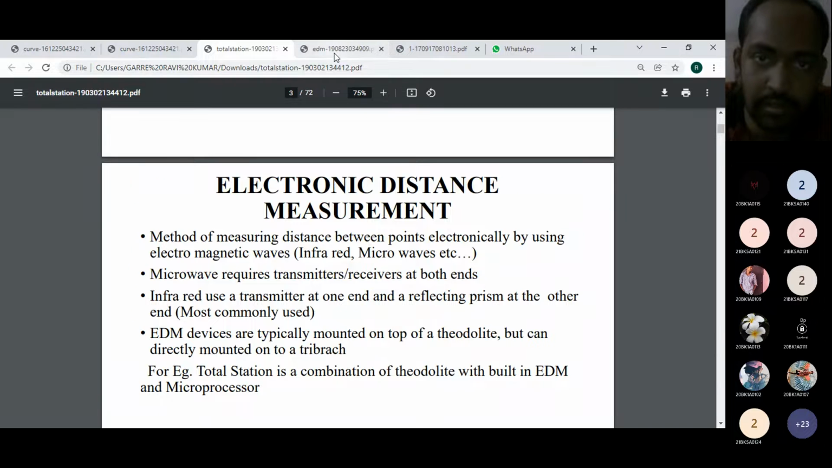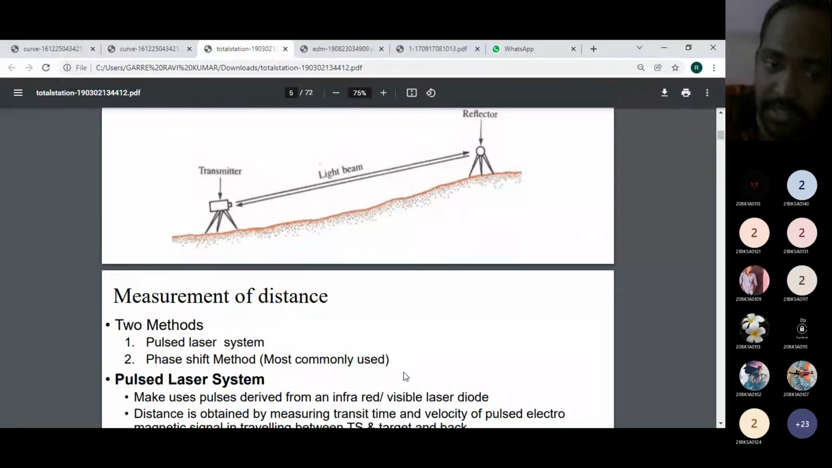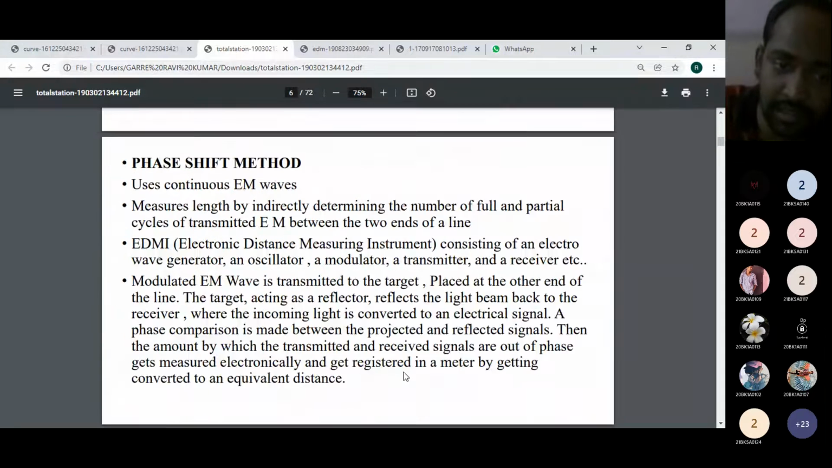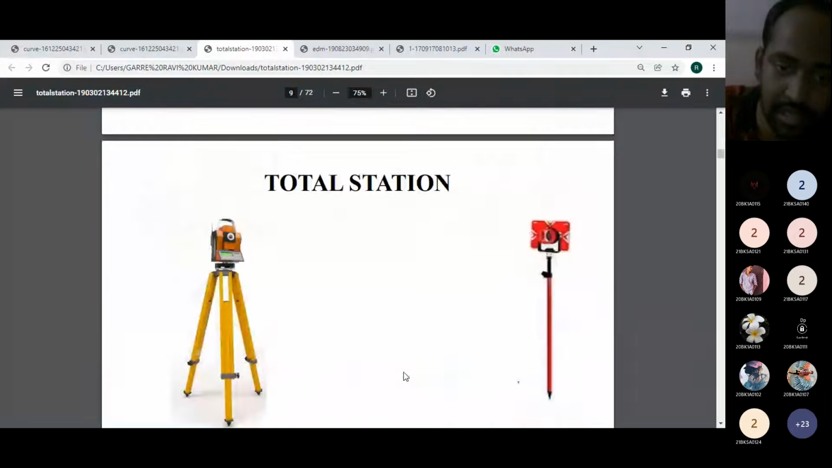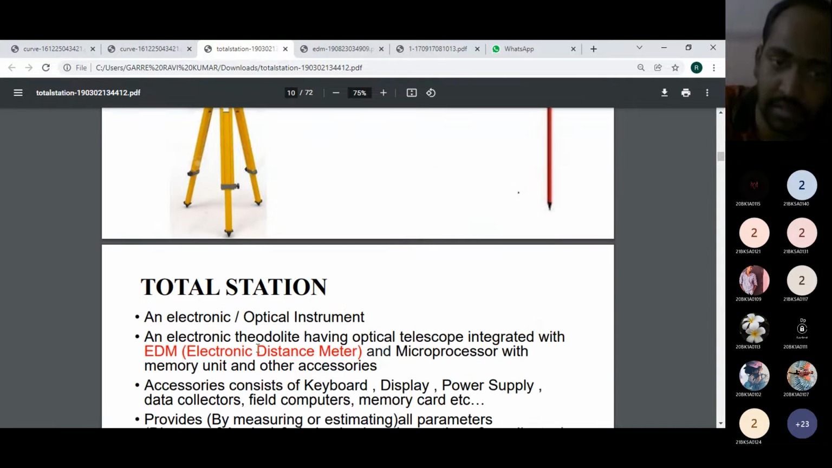Okay, now. This is about total station. It will have one total station, one tripod and one prism. Wherever you want to take measurements, at that particular place we can place the prism, and then we can take the measurements. In this no calculation will be there. This is the total station and this is the prism. By using these two equipment only we are going to perform all the survey here.